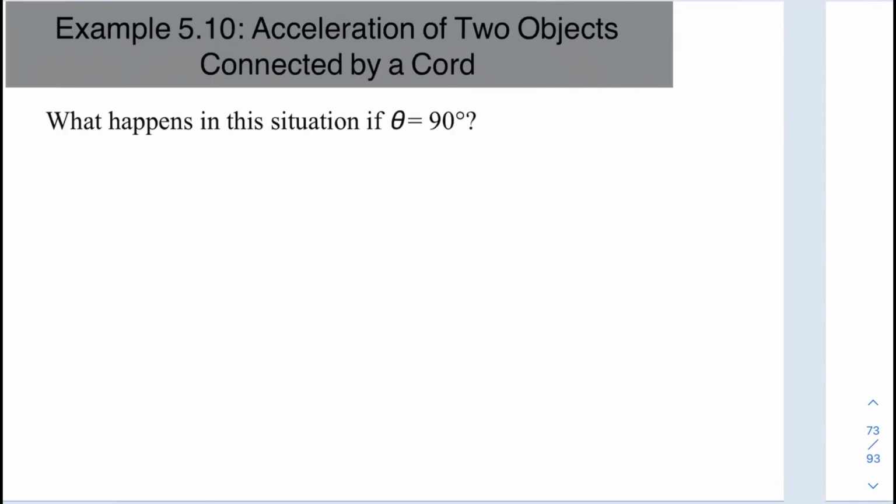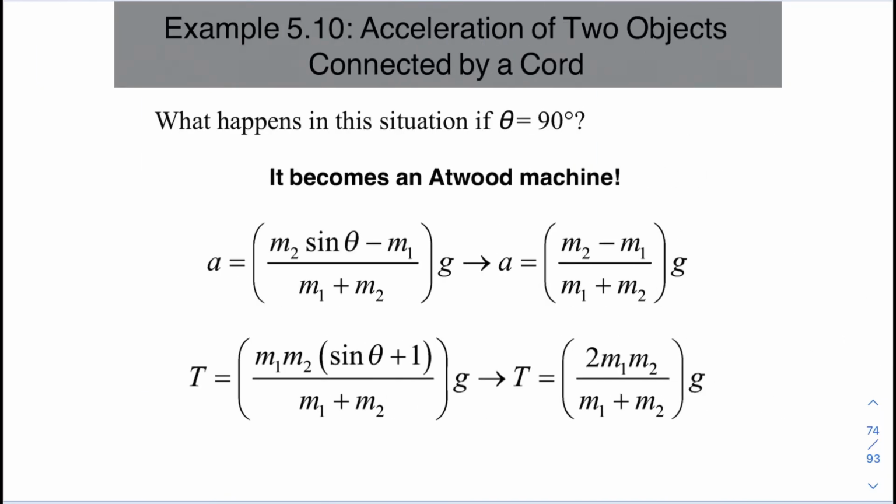If the theta is 90 degrees, it becomes an Atwood's machine. Why? If the theta is 90 degrees, you have a pulley, and then you have object 1 and object 2. So this is a kind of Atwood machine. Then, how to prove this?